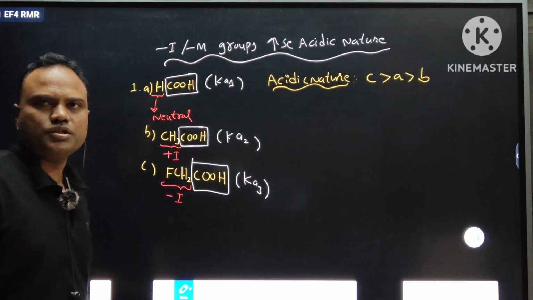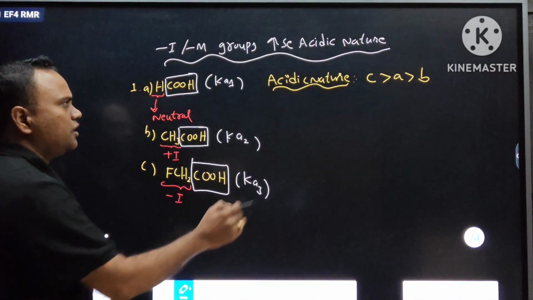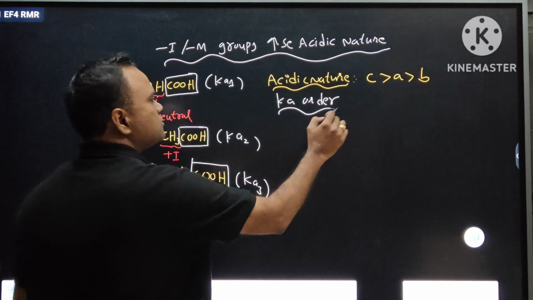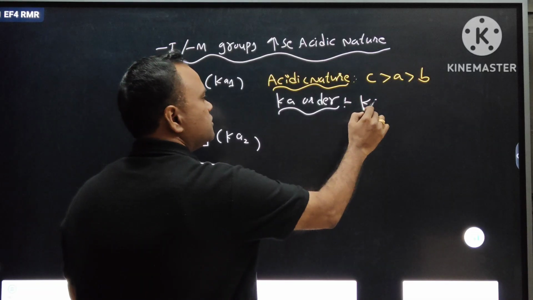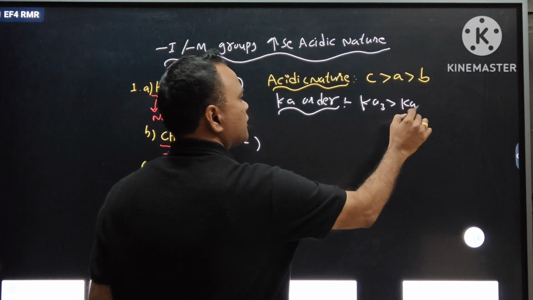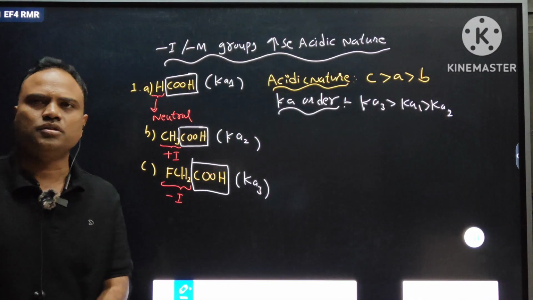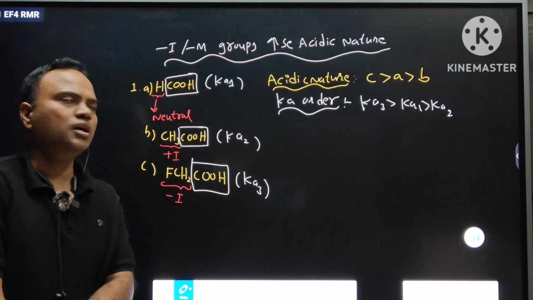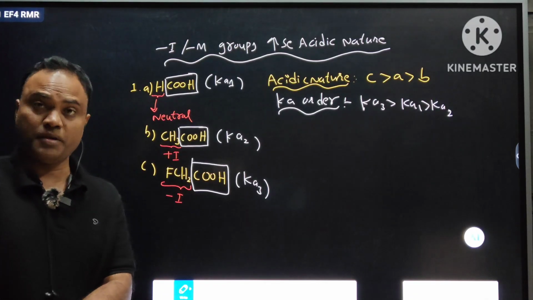Acidic nature order, right? Next, Ka order is the same. Ka order depends on acidic nature only. Which is more acidic? Option C. So Ka3 is greater than Ka1, and Ka1 is greater than Ka2. Clear? Sometimes we will get a question in terms of Ka. Which of the following has more Ka value? Or arrange the following compounds in the increasing order of their Ka values, pKa values.